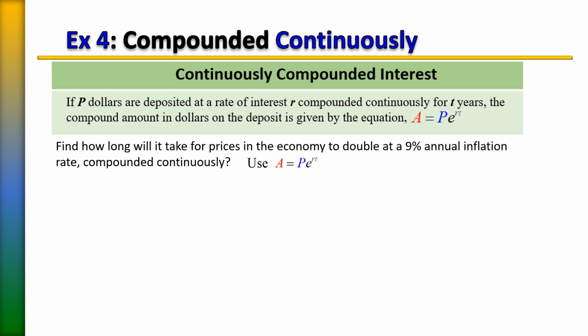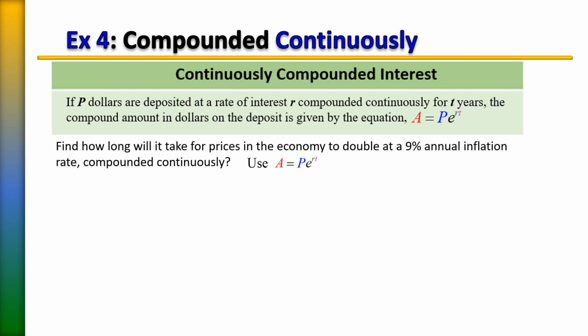All right, so let's see the information we are given. Let's say we're given a rate of 9%. So we're going to turn that into a decimal, move it 2 places to the left, which is going to give us 0.09. Let's put in our values for A and P.